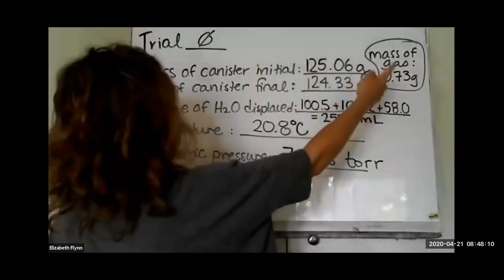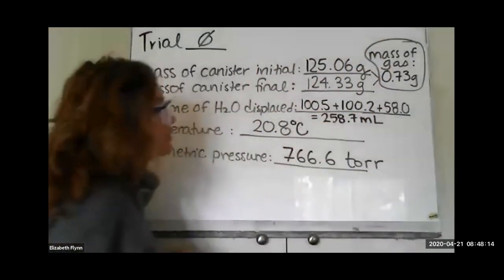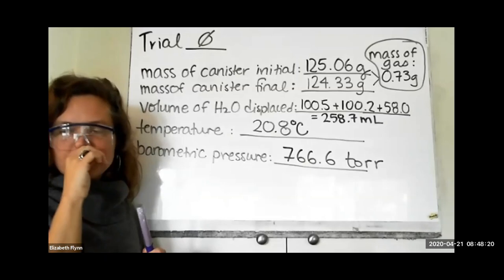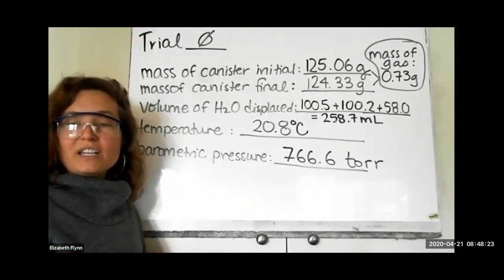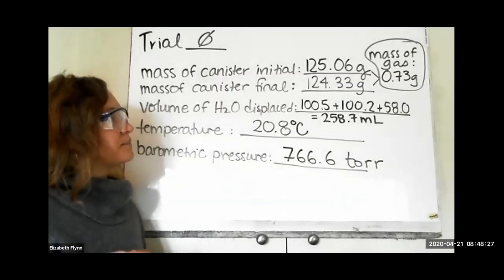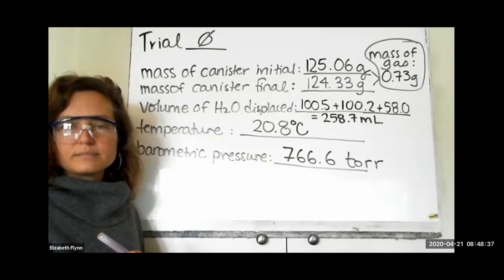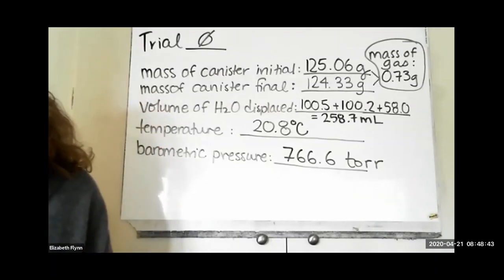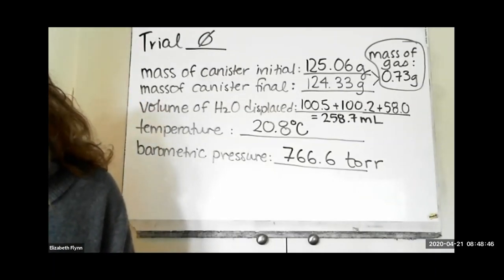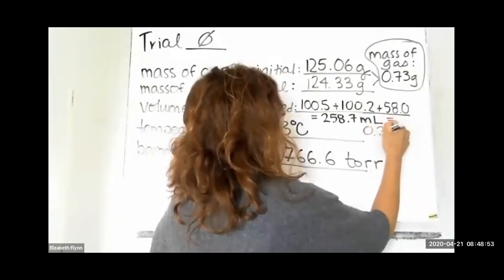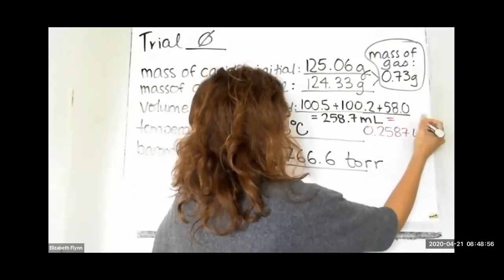All right, so let's calculate first. So we've got the mass of the gas. We've got the volume. We just have to convert that into liters. Can you do that? How many liters? All right, we have to convert that into liters for the PV = nRT calculation. What's that in liters? Mm-hmm. Right. Divided by 1,000. So let's do that in this maroon color. 0.2587 liters. So we'll use that later.